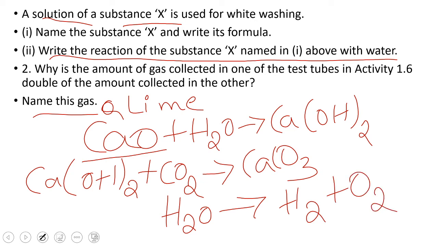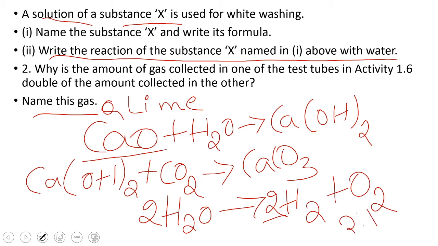Previously, I have shown you the balanced equation also. Here, two oxygens are there. That's why we will write 2 here. So, 4 hydrogen, so I will write 2 here. H2 is a molecule, O2 is a molecule. Here, 2 H2 molecules are there, but here only 1. So, the ratio of the gas liberated is 2:1.